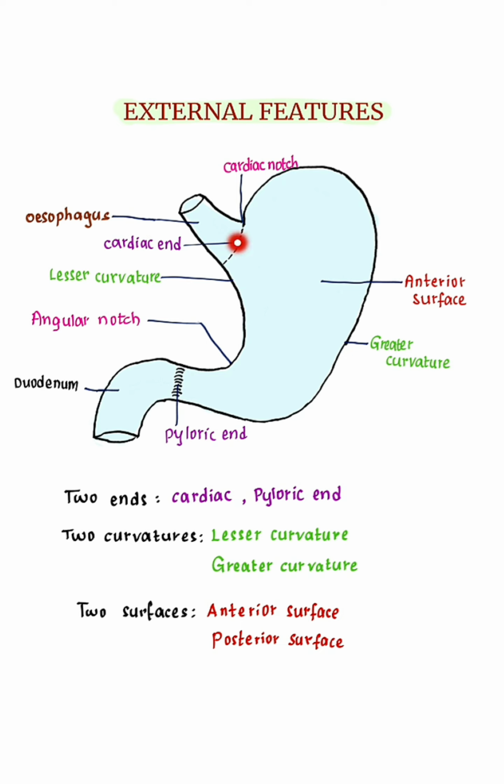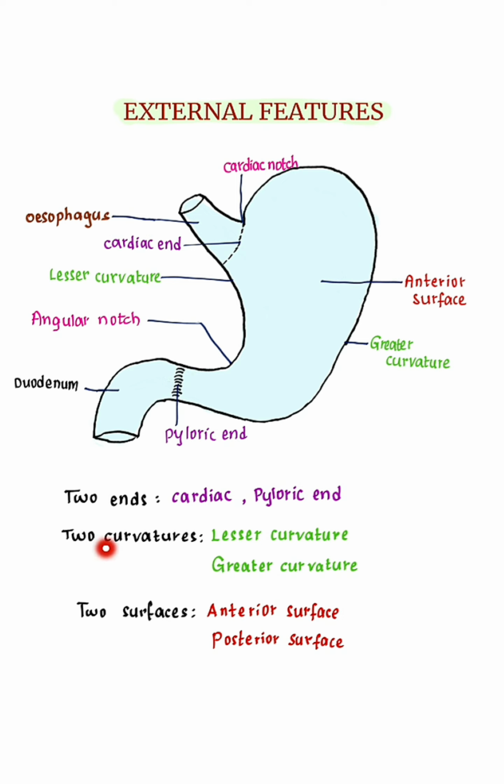Cardiac end. It joins the lower end of the esophagus. It presents an orifice called the cardiac orifice. Pyloric end. It joins the proximal end of the duodenum. It presents an orifice called the pyloric orifice. The stomach is relatively fixed at the upper and lower ends, but mobile in between.